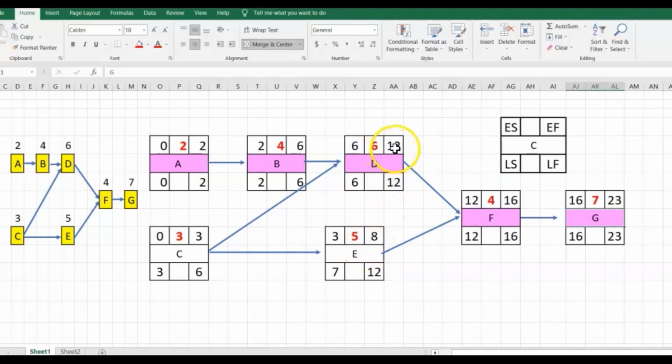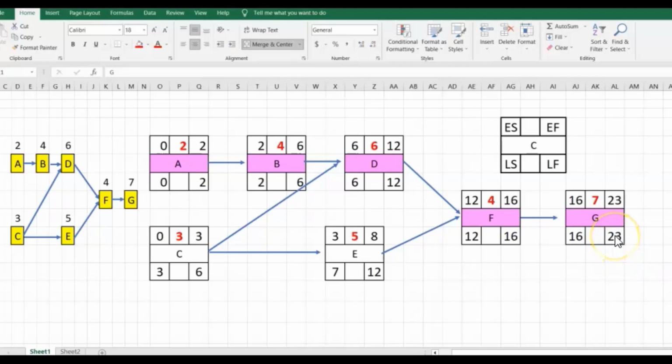D would not have been finished as yet, and F could only start when both are completed. So the 12 is what you will take as the early start. 12 and 4 is 16. And because G is from F, it means it can start at 16 and it will finish at 23. Remember, we had that 23 in terms of the critical path. So we have completed the forward pass and we're going to the backward.